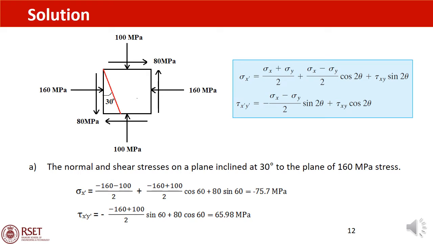Substituting the given values in these expressions, we get sigma x dash is equal to (minus 160 minus 100)/2 plus (minus 160 plus 100)/2 into cos 60 plus 80 sin 60, which is equal to minus 75.7 megapascal. Now tau x dash y dash is equal to minus of (minus 160 plus 100)/2 into sin 60 plus 80 into cos 60, which is equal to 65.98 megapascal.